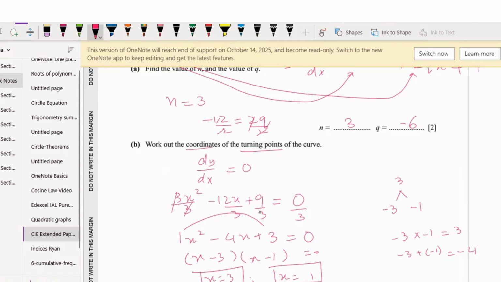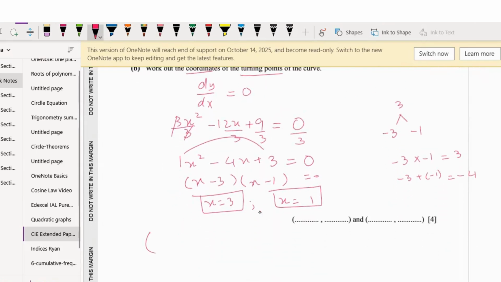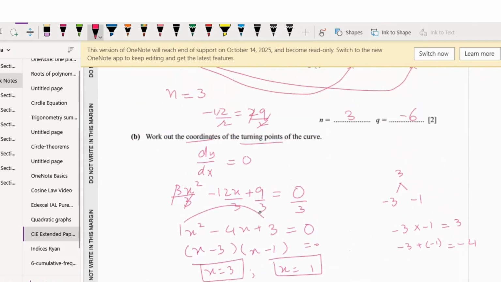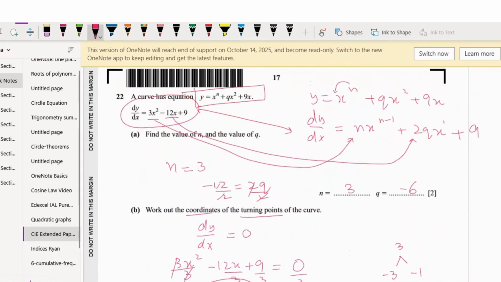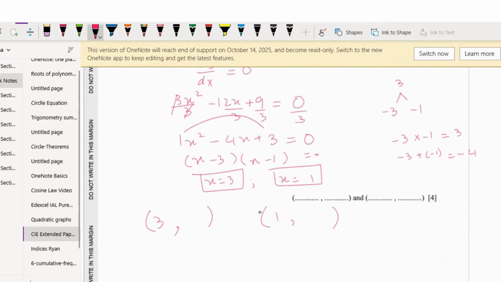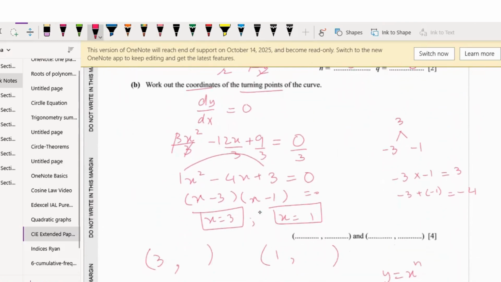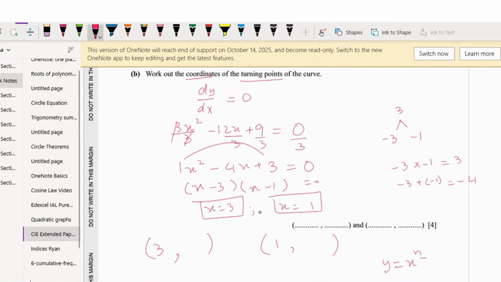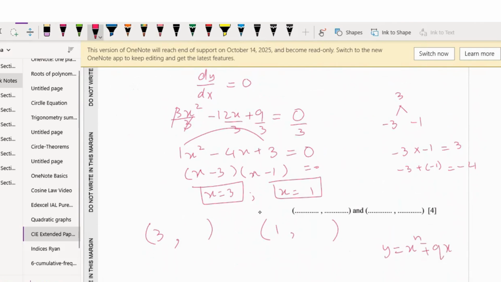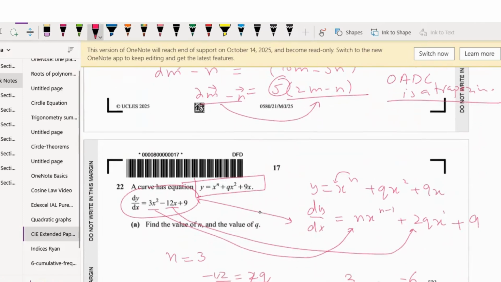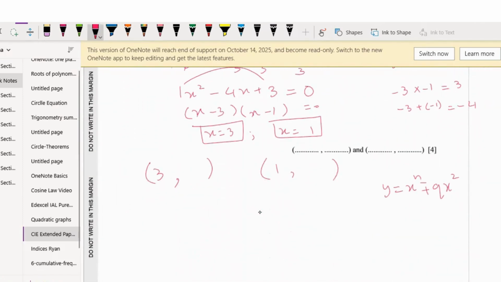We want to find out the coordinates. We have just found the x coordinates for the 2 points, okay? We want to find out the y's as well. How do you find the y? When you substitute the x back into the function equation, you will get the y. You know y is x to the power n, let me write it here, plus qx squared plus 9x, yeah, plus 9x.